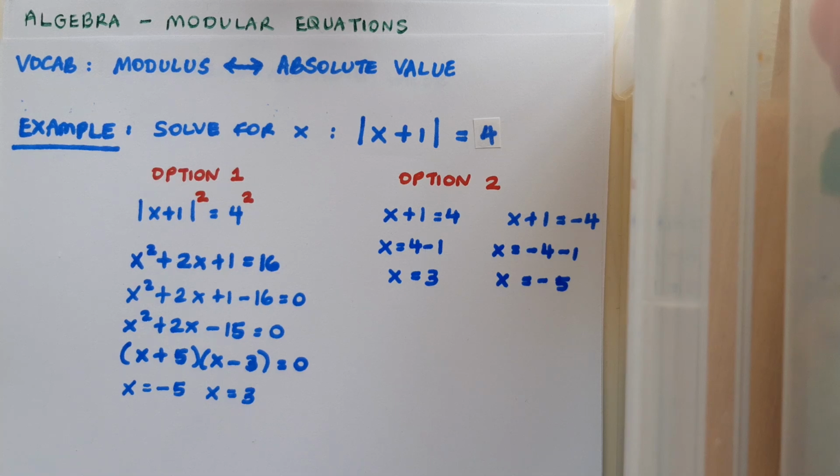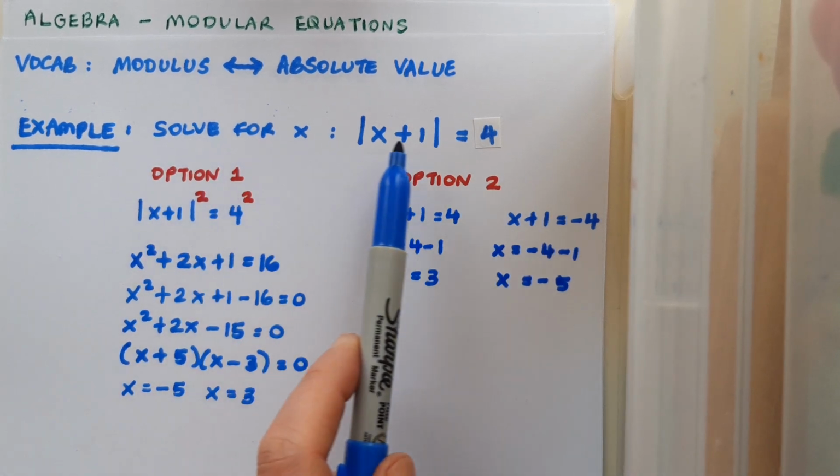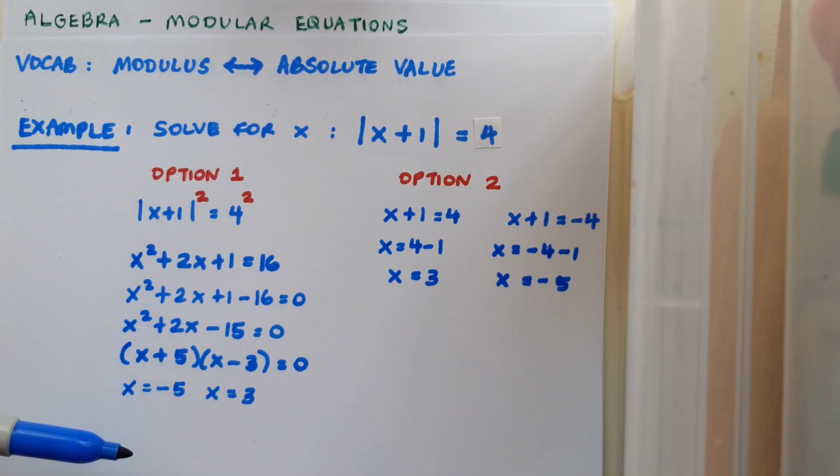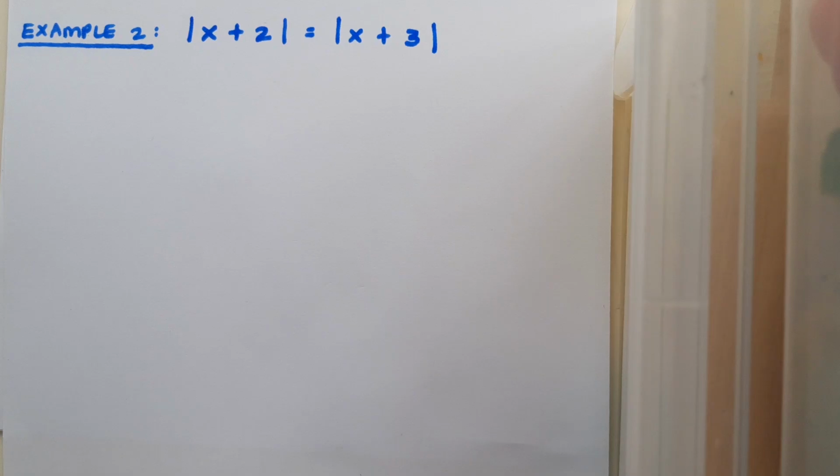Now, you don't need to go doing the question in two different ways. Just pick one of the options and go with it. You can see here in a question like this is a really quick and easy way of getting your answer. Option 1, like I said, is useful because it'll work in a variety of different scenarios.